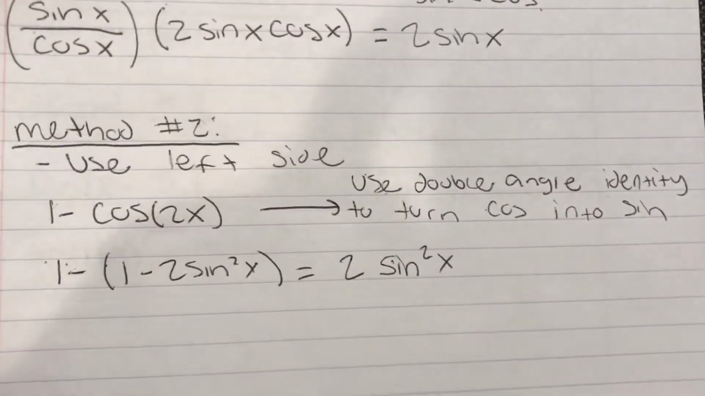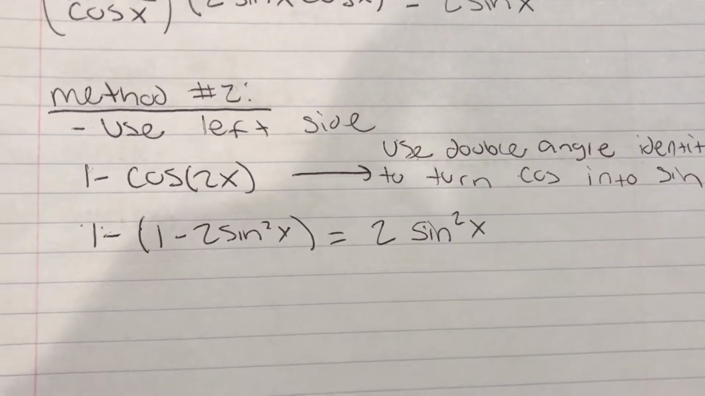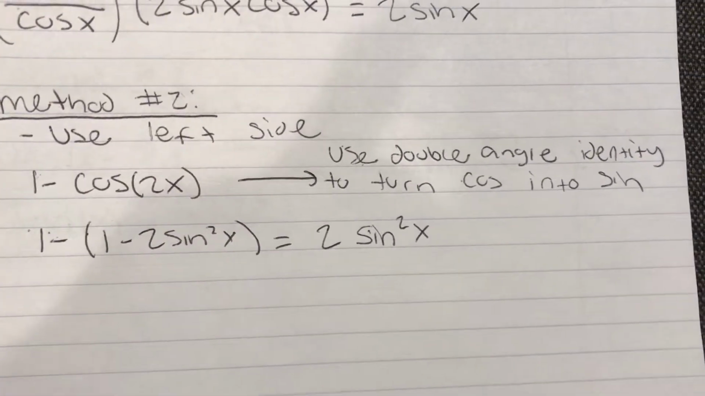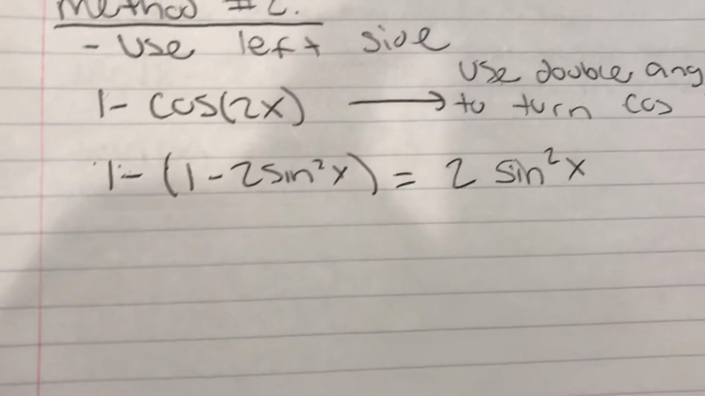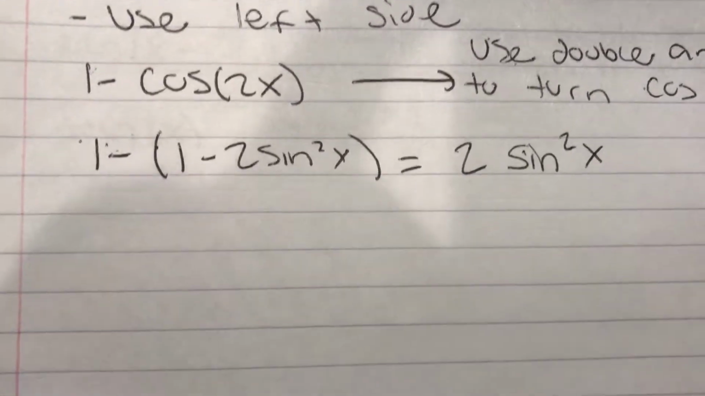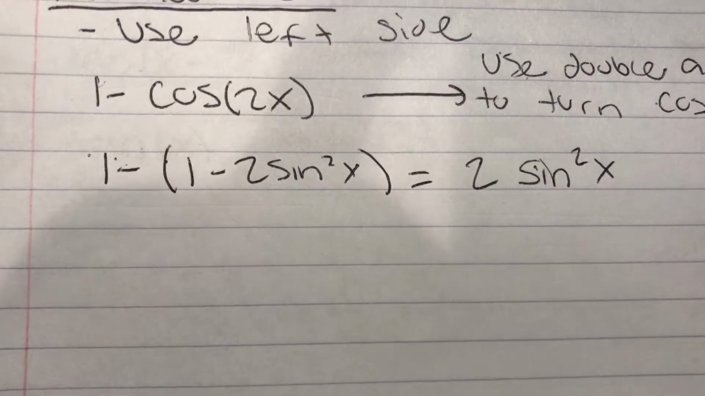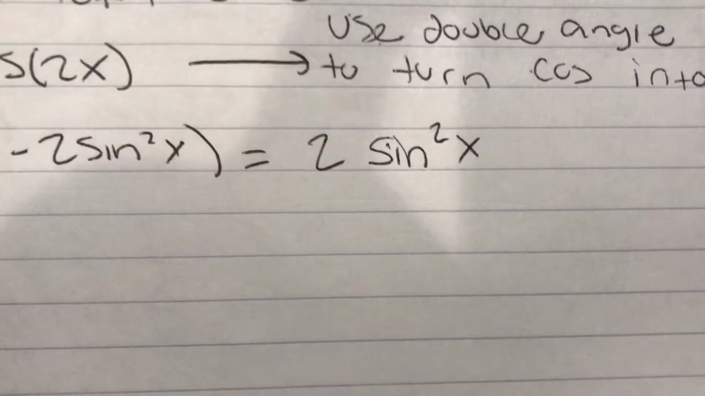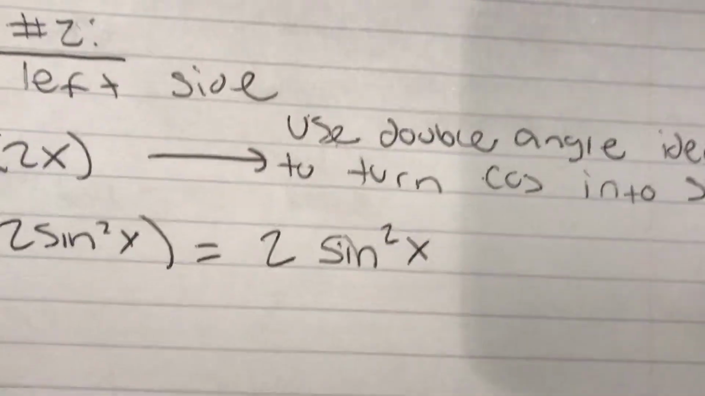And then method number 2, we're going to do the left-hand side, so 1 minus cosine 2x, and here we're going to use a double angle identity to turn cosine into sine. And so 1 minus 1 minus 2 sine squared x, and this will give us 2 sine squared x.